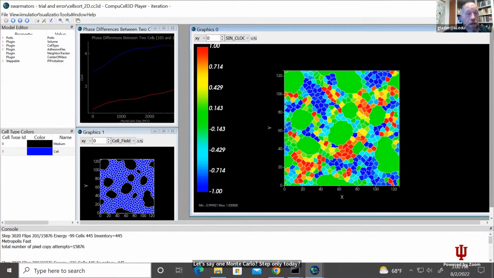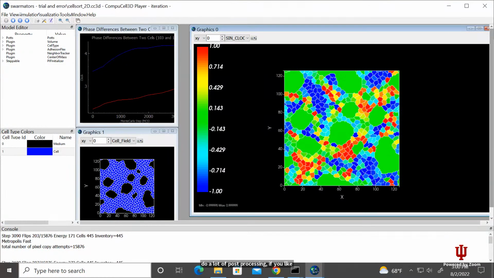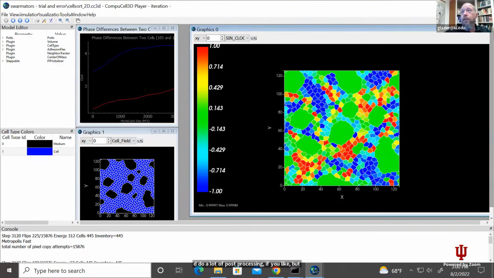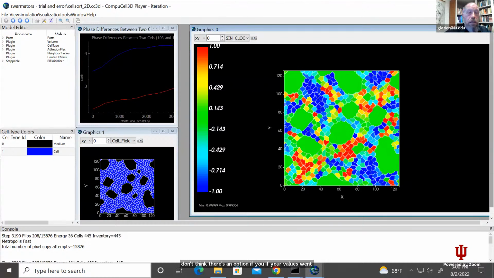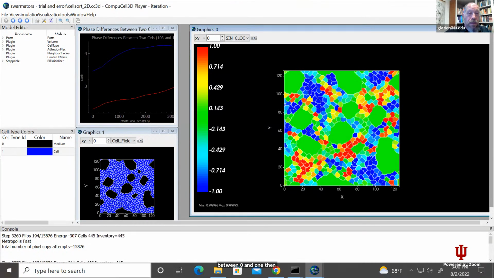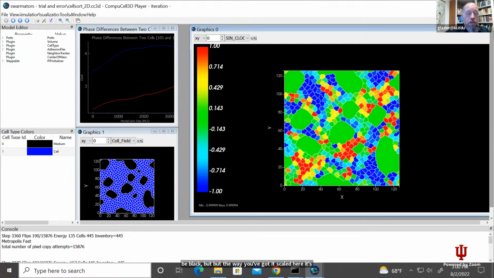You could do a lot of post-processing if you like, but I don't think there's an option. If your values went between 0 and 1, then the medium would be black. But the way you've got it scaled here, it's not going to. I don't think you can do it. TJ, do you know?